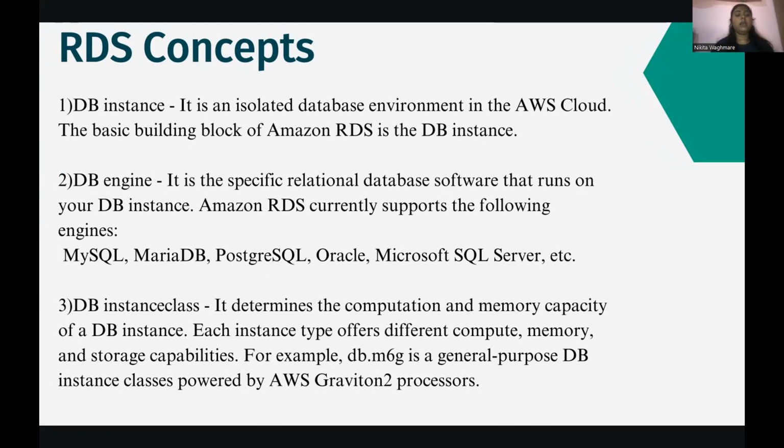Let us see the DB instance class. It determines the computational and memory capacity of the DB instance. Each instance offers different compute, memory, and storage capacity. For example, db.m6g is a general purpose DB instance class powered by the AWS Graviton processors.